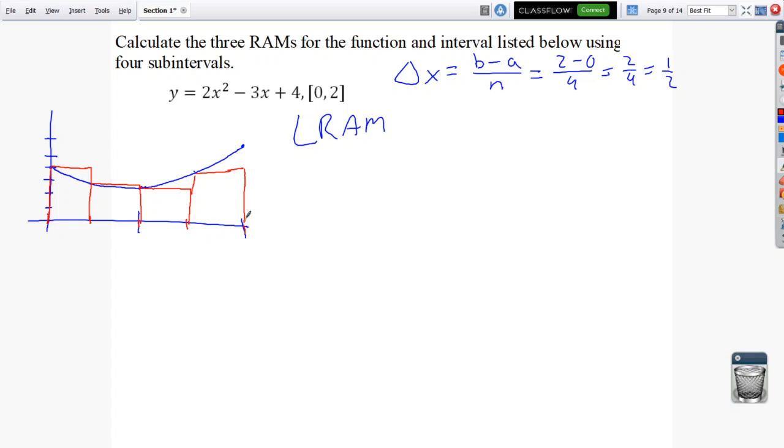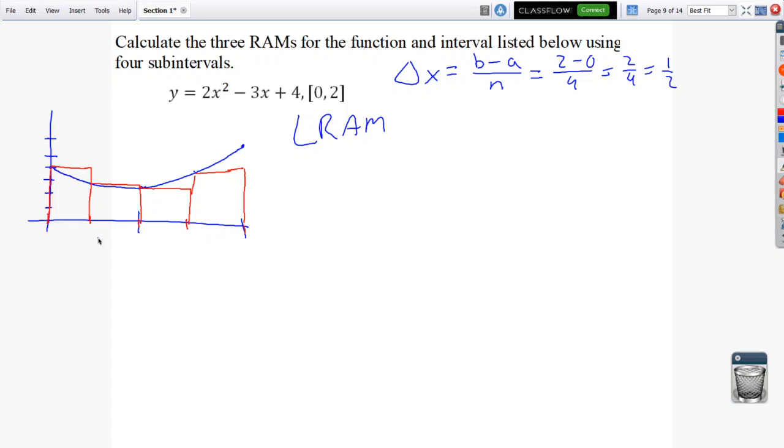Now, when I look at this, I can actually start calculating my LRAM, noticing that each of my delta x's is 0.5. I can keep track of that in one way, or I can use this chart that I'm about to show you in order to keep things organized. You don't have to use this chart, but I find it to be helpful. Again, sometimes you'll see people put the height of each rectangle down here and then add them together and multiply by the widths. I don't like doing that. What I like doing on this one is using this chart.